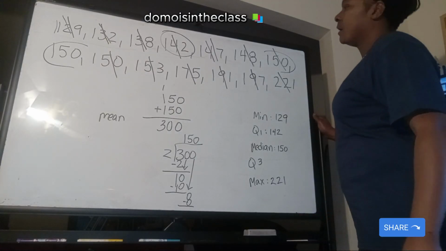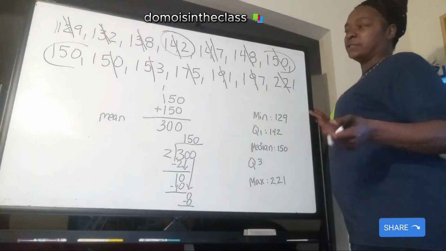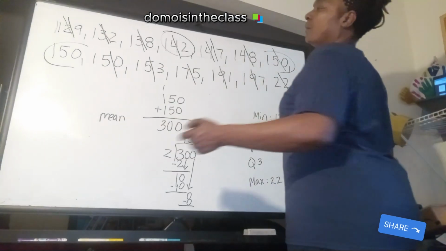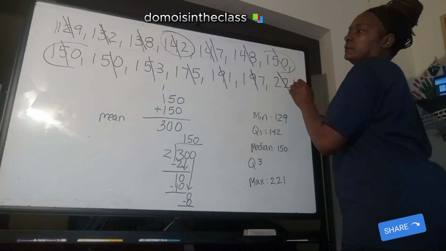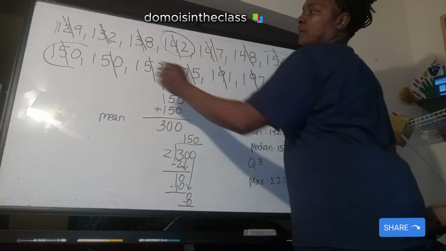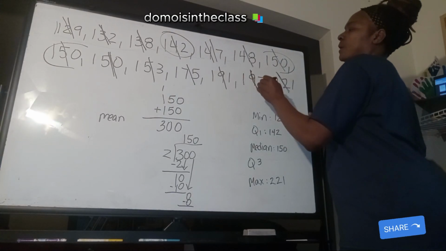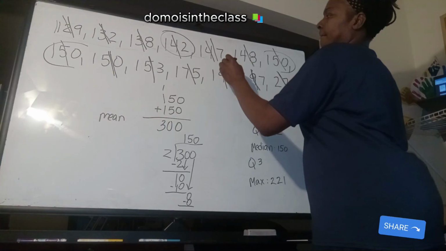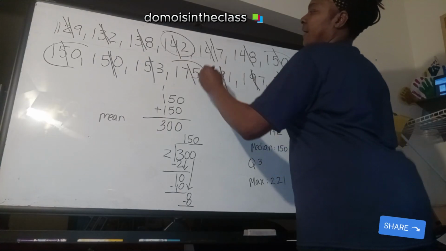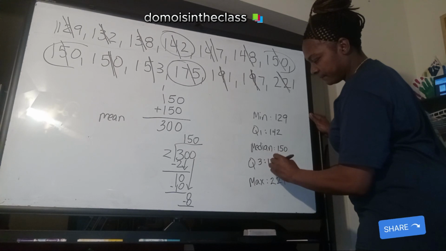So we're going to do the same thing with our last 7 numbers, right? We're going to just get the median. So we get 150 to 221. Then 150 to 197. Then 153 to 191. And then we get a middle number of 175.